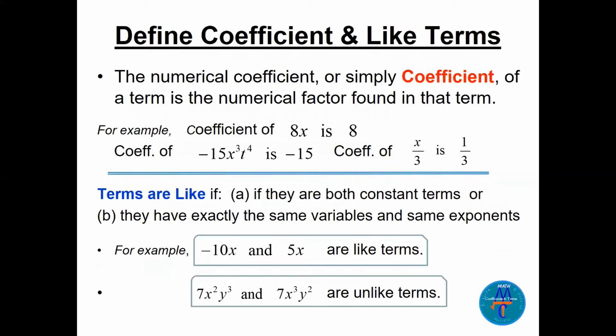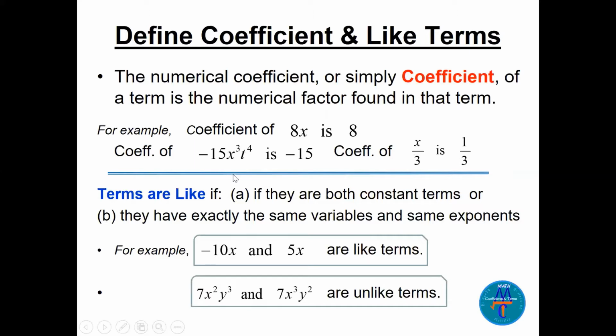So that's a term. So a term is one thing. Now, let's define coefficient and like terms. Coefficient. We know what a term is from the previous slide. So the coefficient is the numerical number in the term. If we have 8x, the coefficient is 8. Minus 15x cubed t power 4, the coefficient is minus 15. The coefficient of x over 3 is 1/3. See, 1/3 times the x is the same.